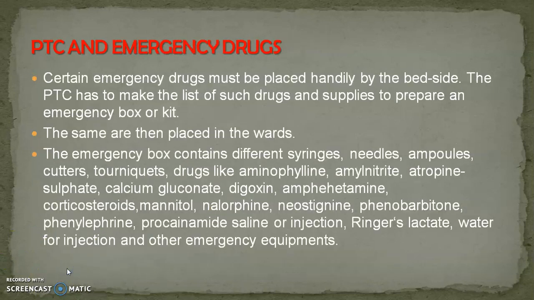The PTC and emergency drugs. Certain emergency drugs must be placed handily by the bedside. The PTC has to make the list of such drugs and supplies to prepare an emergency box or a kit. The same are then placed in the ward. The emergency box contains different syringes, needles, cutter, tourniquets, drugs like aminophylline, amyl nitrite, atropine sulphate, calcium gluconate, digoxin, amphetamine, corticosteroid, mannitol, nalorphine, neostigmine, phenobarbital, phenylephrine, procainamide, saline injection, Ringer's lactate injection, water for injection, and other emergency equipment.